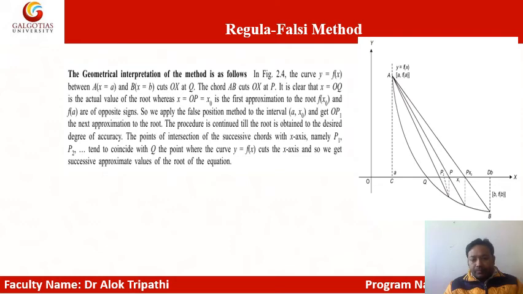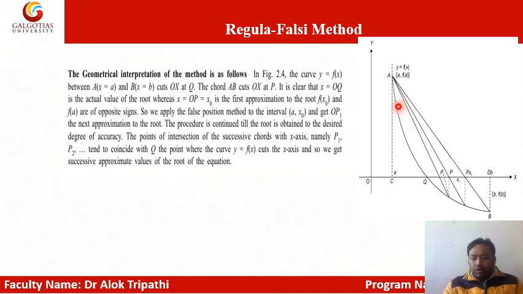You can see this is our original function f(x). Now we have considered the interval a to b. The point Q is our exact root in a to b. First we have checked the value of the function at a, it is f(a), and at the point b, for x equals b, the value of the function we can see is negative, and at x equals a, the value of the function is positive.